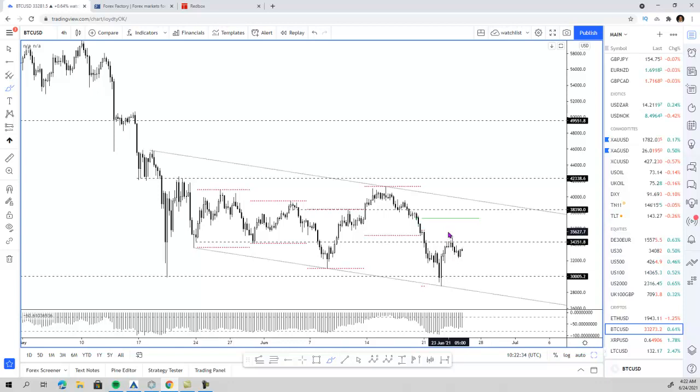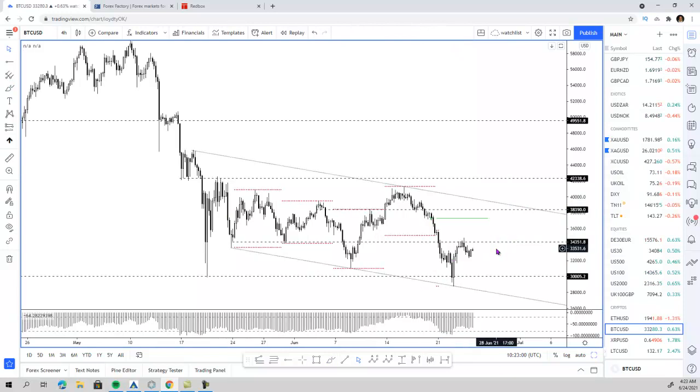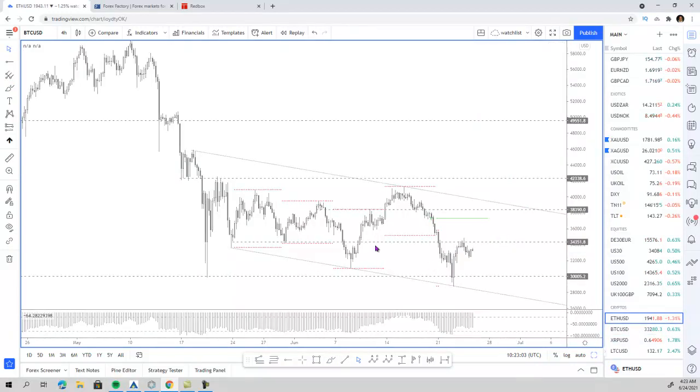with our trading system. What I would like to see is a clean break of the, what is it, 34,350 level, and price stabilizing above that level for us to be able to find a clean and good risk to reward trade on the long side of Bitcoin. Ethereum, same thing.